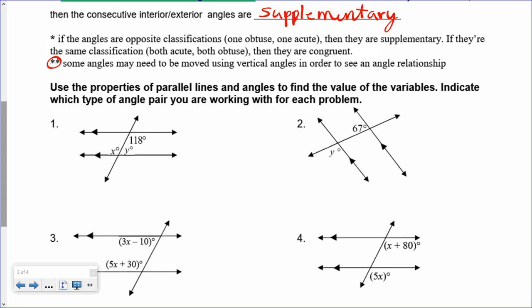All right? So check out diagram number 1. Alternate. Hold on. Which variable would you like to find first?